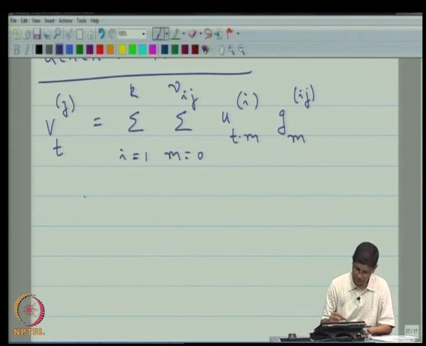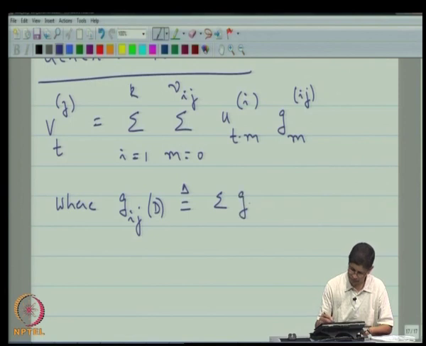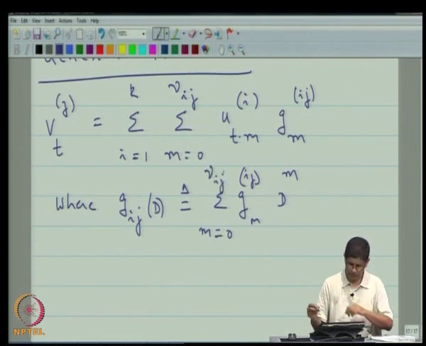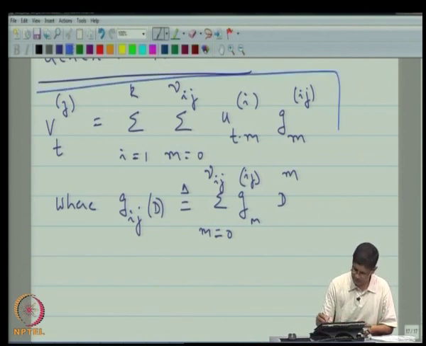So, where g_ij(D) is defined as the sum of g_ij[m] D^m, where m goes from 0 to nu_ij. So, this is getting a little bit formal, and that's the reason why I started out with examples.